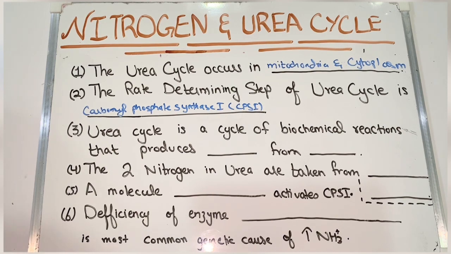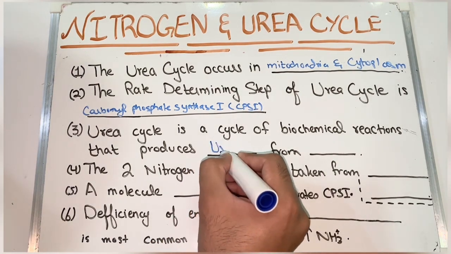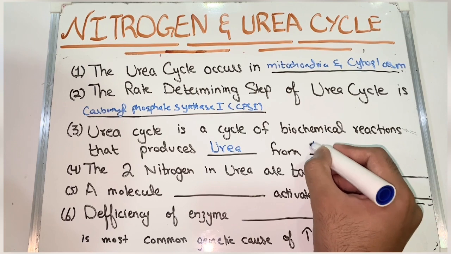Urea cycle is a cycle of biochemical reactions that produces dash from dash. As we know that urea cycle, urea is produced from the ammonia molecule which comes from all over the body to the liver cell.